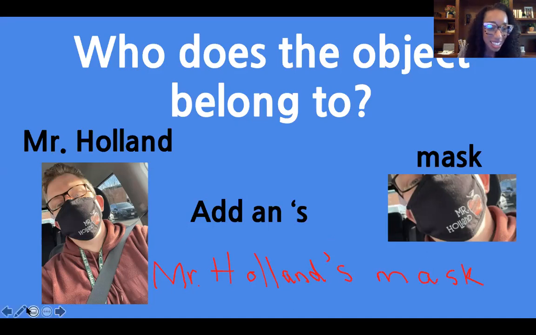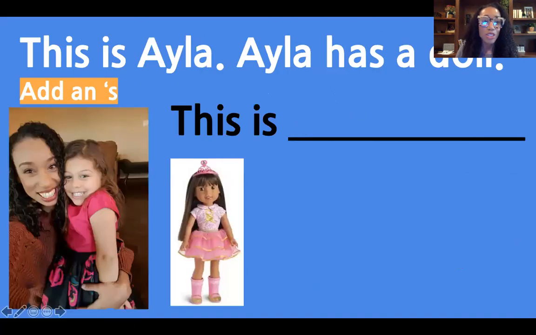Good. Let's keep practicing. Now you want to make sure you have your whiteboard because you're going to be practicing with me. This is my daughter, Isla. And Isla has a doll. So we're going to use our friend apostrophe to show that this doll belongs to Isla. So I'm going to write, this is Isla's. And how do I write Isla's? Good. I need to add an apostrophe, then an S. So this is Isla's doll, period. This shows that the doll belongs to who? It belongs to Isla. Good.